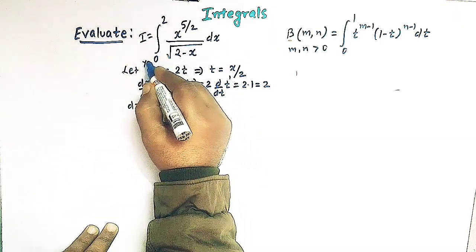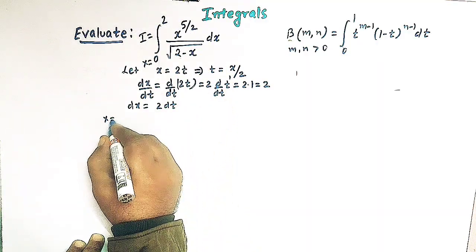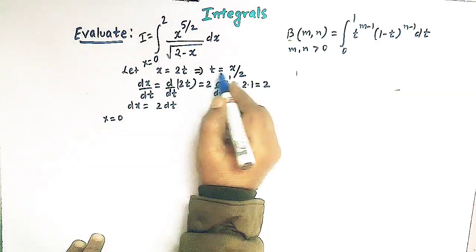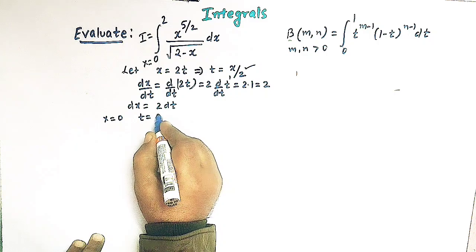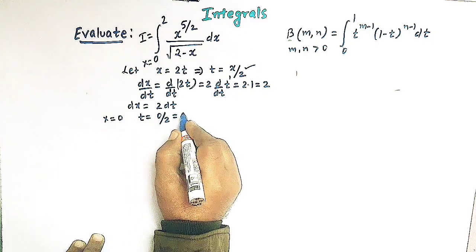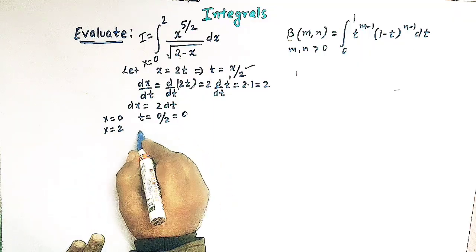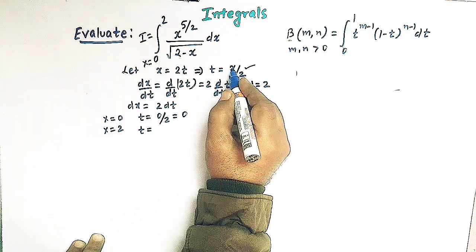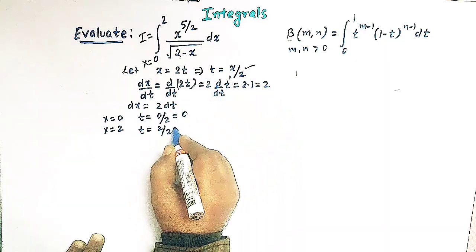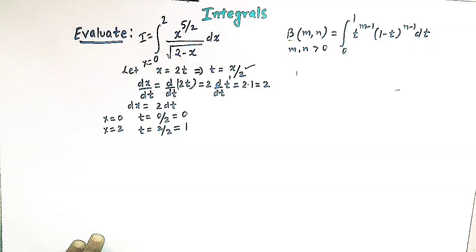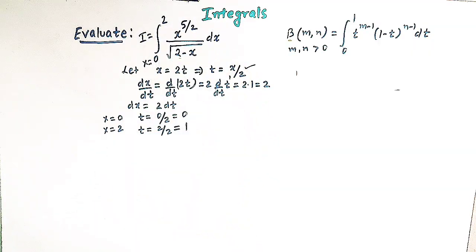So here the lower limit is 0 and the upper limit is 2. So when x is equal to 0, then the value of t can be obtained from this relation. So t is equal to 0 over 2, that is 0. And when we have x is equal to 2, then the value of t can be obtained again from this relation. So we have 2 over 2, that is 1, right? So now let us write this integral in terms of t.